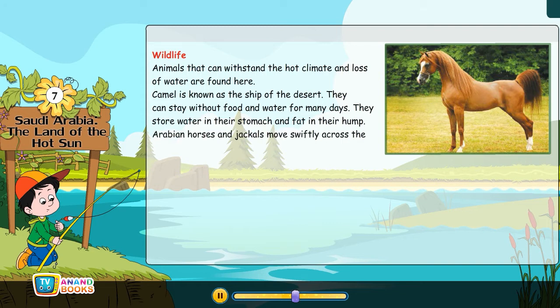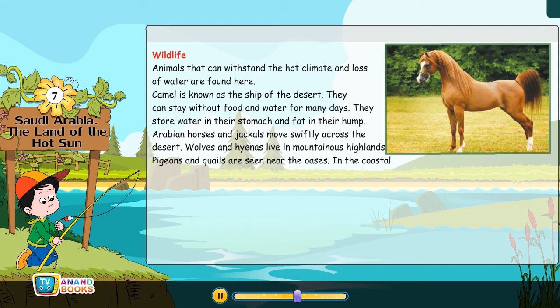Arabian horses and jackals move swiftly across the desert. Wolves and hyenas live in mountainous highlands. Pigeons and quails are seen near the oasis. In the coastal areas, flamingos and pelicans are a common sight.